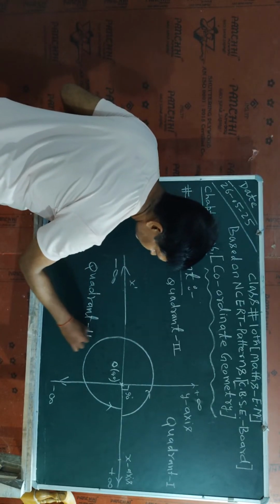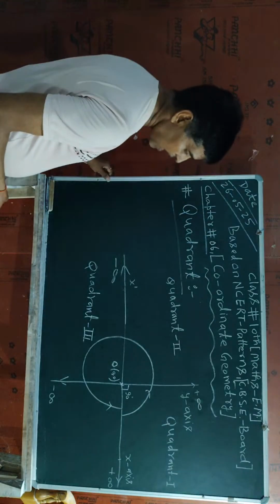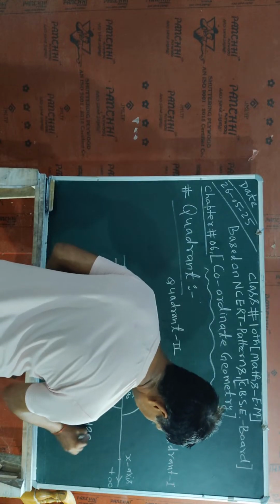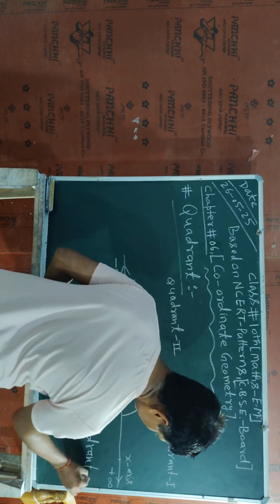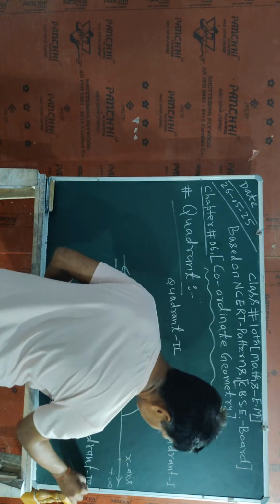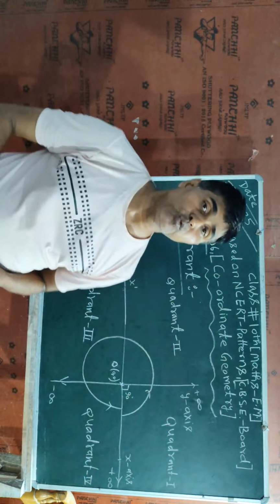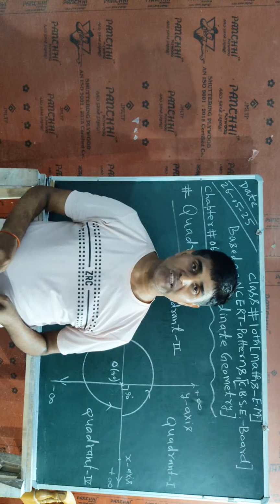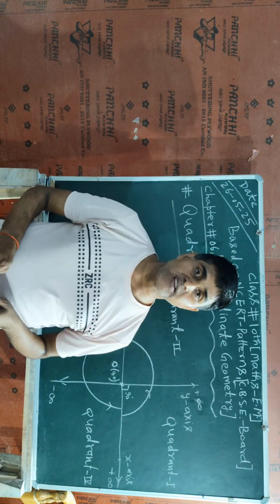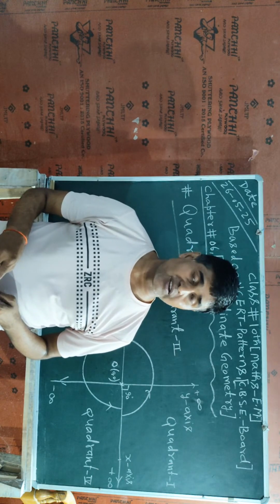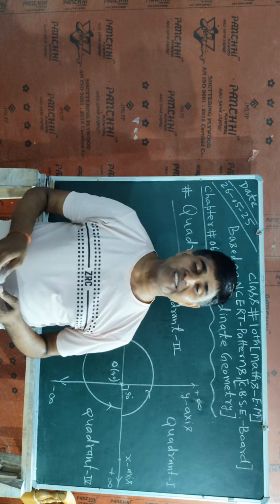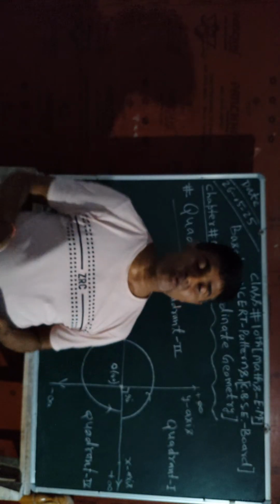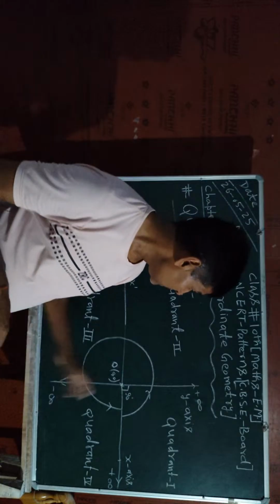This is the third quadrant. So I have to explain here, and this will be the fourth quadrant. Okay, student. You have to take two lines such that both lines are perpendicular to each other, and both lines will divide the xy plane into four parts. Of the four parts, one part is the first quadrant, the second part is the second quadrant, then the third quadrant and the fourth quadrant.